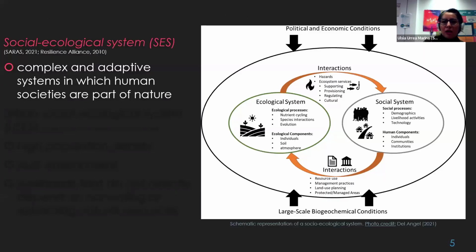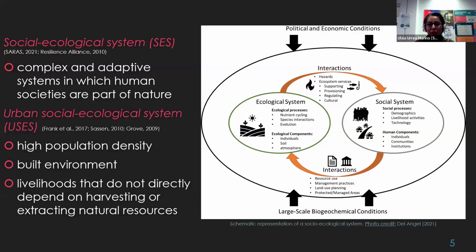So what is the conceptual or theoretical framework in which I can enclose my work? It's the socio-ecological systems. In a very brief explanation, a complex and adaptive system in which human societies are part of nature. We need to understand this relationship between societies and nature. But there is a specific subset of socio-ecological systems, the urban ones, that have high population densities, a built environment, and livelihoods that do not depend directly on harvesting or extracting natural resources, and we can understand them easily as cities. So cities can be understood as urban socio-ecological systems.